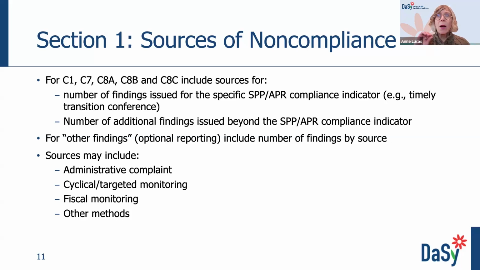So now I want to mention for the other findings, those things that are optional and you choose to report them, we want you to definitely report those by the number of findings by source. But it's important for the compliance indicators that you state your source for the compliance indicator itself, and then for the other additional findings, you list out what those sources were. Okay, let's go on to the next slide.